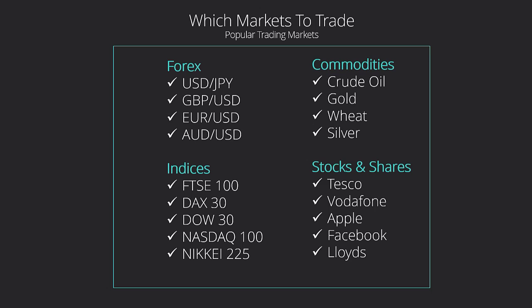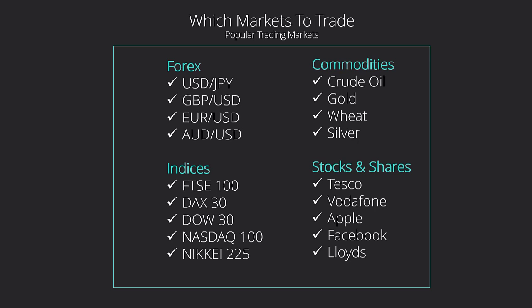So look at the indices now. We've got 5 of the big boys here. FTSE 100, obviously we're probably familiar with that. Top 100 companies in the UK. The DAX 30 is the top 30 companies in Germany. Dow 30, it's not really the top 30. It's allegedly the top 30 companies in the US, but it's a little bit more complicated than that.